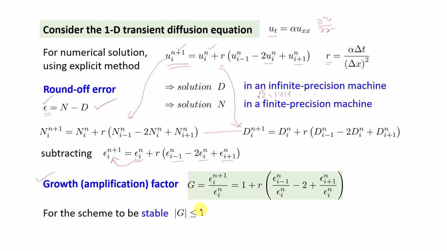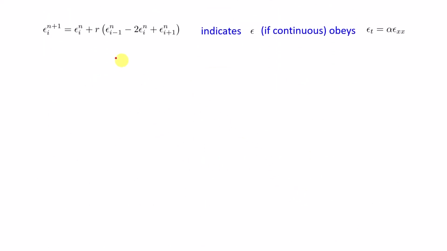So now let us see that to know that it will be less than 1 or greater than 1, we need to know some idea about this epsilon. So what kind of expression can we derive for epsilon? You see, this sort of difference equation indicates that epsilon, of course this is not really continuous, but if it is continuous, it will obey this kind of an equation, because when we discretize this kind of an equation, we get this kind of difference equation.